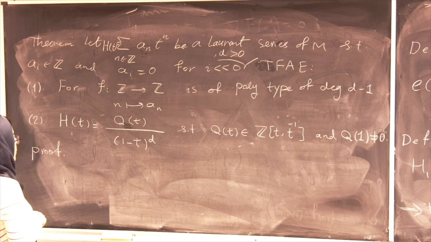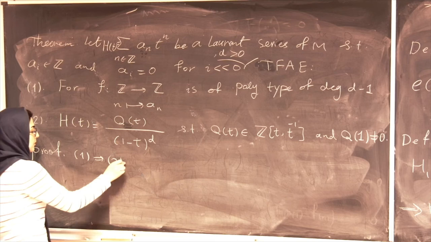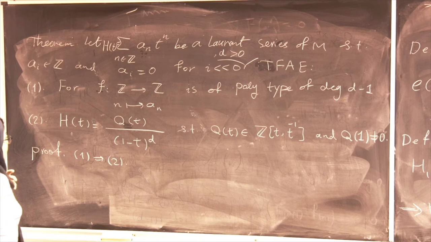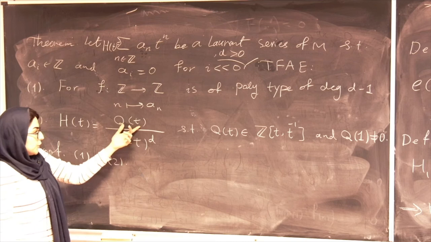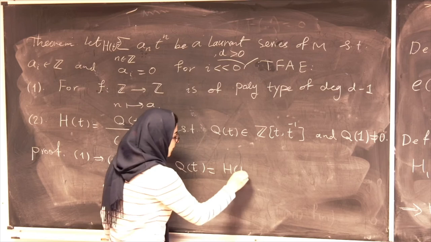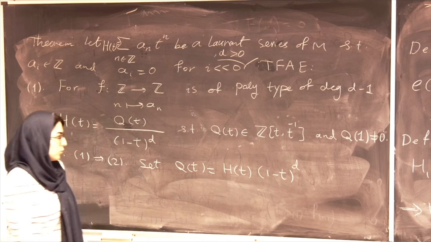So let's go from 1 to 2. The assumption is that these coefficients come from a function which is of polynomial type, and we want to find such a polynomial Q. So simply we just set Q to be this product. We need to show that this is a Laurent polynomial and that this value is non-zero.